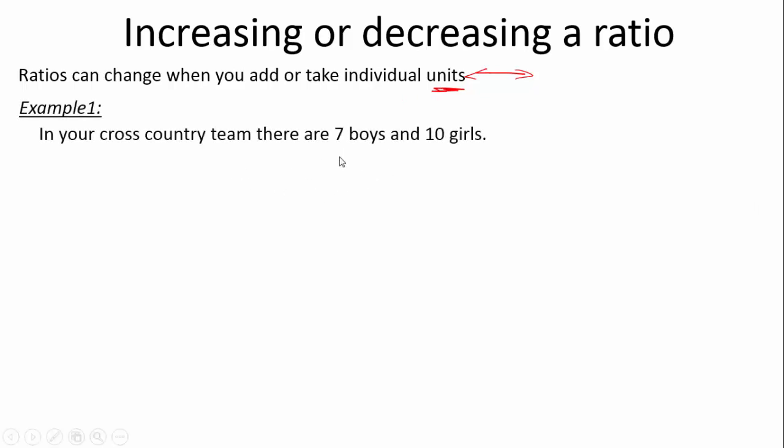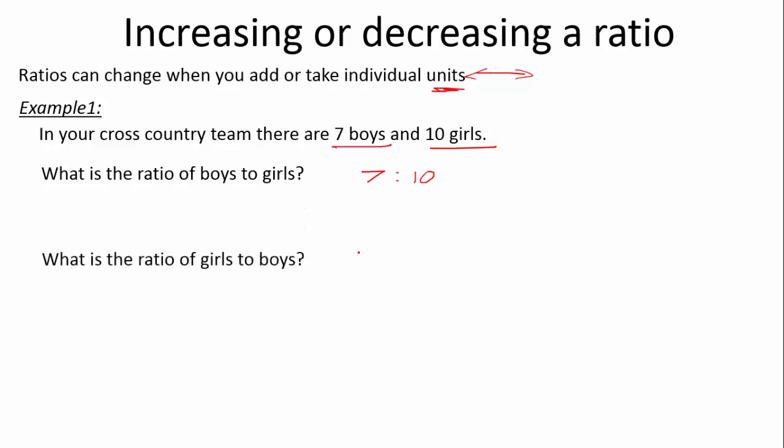In your cross-country team, there are 7 boys and 10 girls. What is the ratio of boys to girls? We know that is 7 to 10. There are 7 boys to 10 girls. What is the ratio of girls to boys? That is quite simple. There are 10 girls to 7 boys. Just to show you that we can switch a ratio around, so it's important which order the ratio is in.